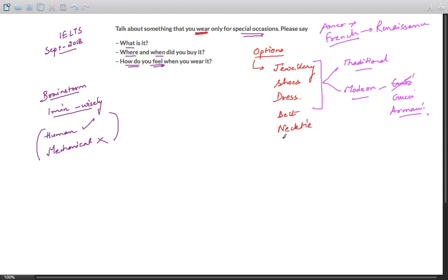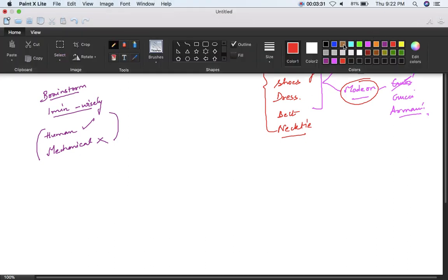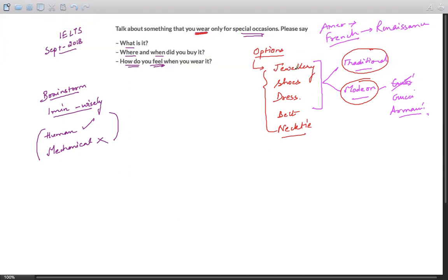There are numerous options. If you think about them, there are numerous options out of which you can choose the most appropriate. You can talk about their color, their design. It all depends upon the traditional versus modern approach you're taking. Okay, so you have to be very clear. You choose any one of them, jewelry, shoes, dress, belt, necktie, or anything, and choose whether you want to talk about traditional or modern, and speak that very clearly.